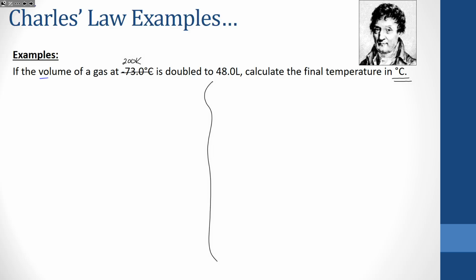So we are starting with some sort of volume, and we're doubling it to 48. And the starting temperature is this. So this would be V1, this is T1, and this is V2, and we want to find T2.